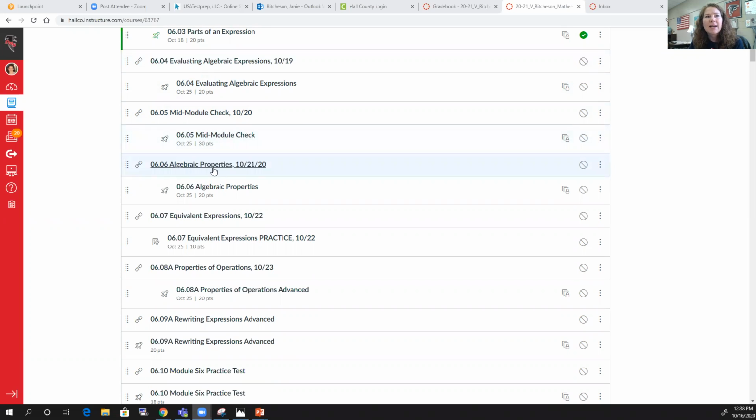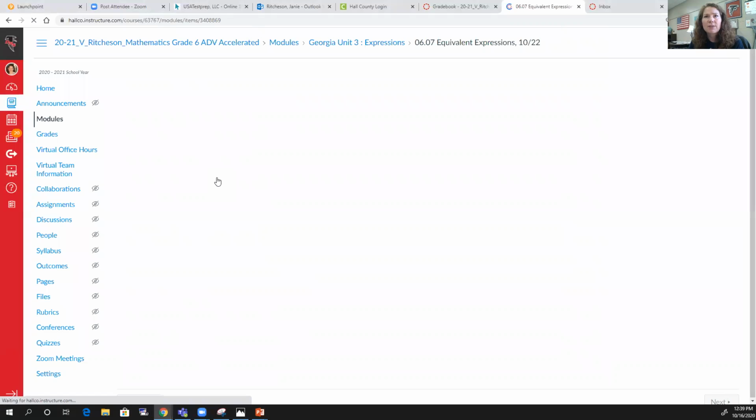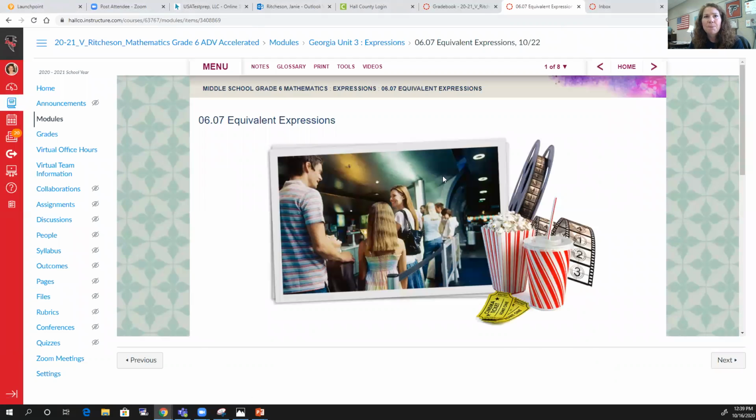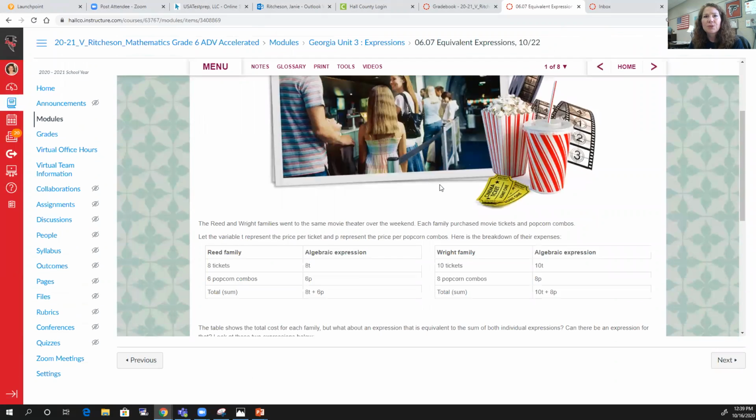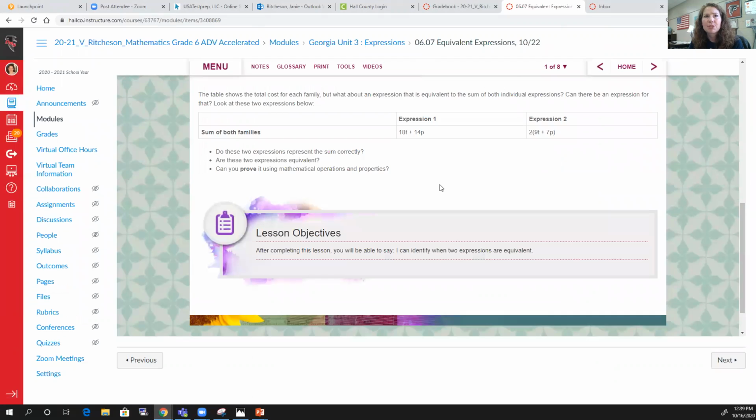But basically, Wednesday you're looking at algebraic properties, like the commutative property, the distributive property, which we just used in one of those examples, the associative property, and the identity property. You're going to learn about all those different properties in math. And then on Thursday, you're going to look at creating equivalent expressions. So you're going to read through this whole section. You're going to look at your lesson objectives.